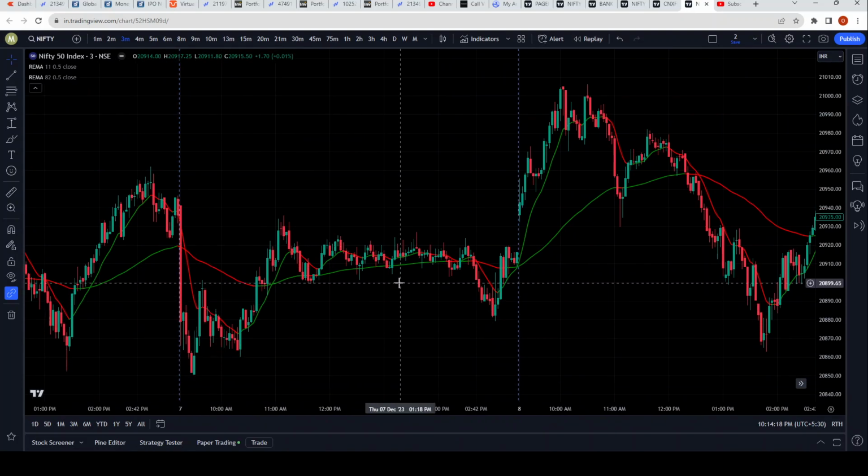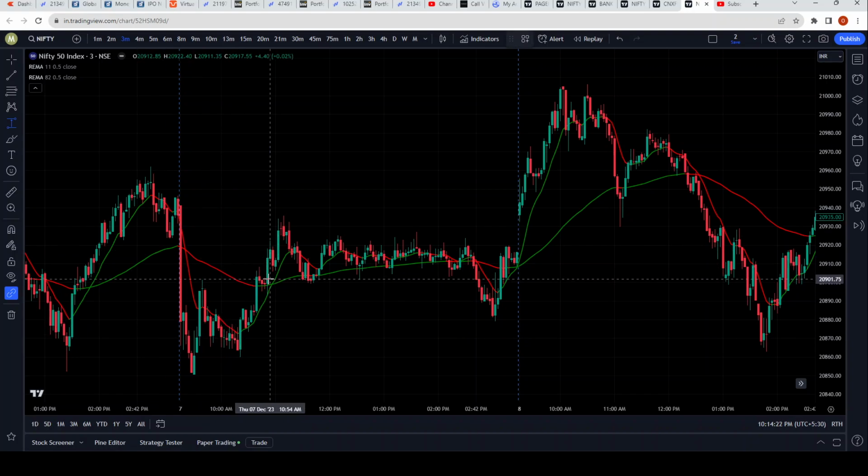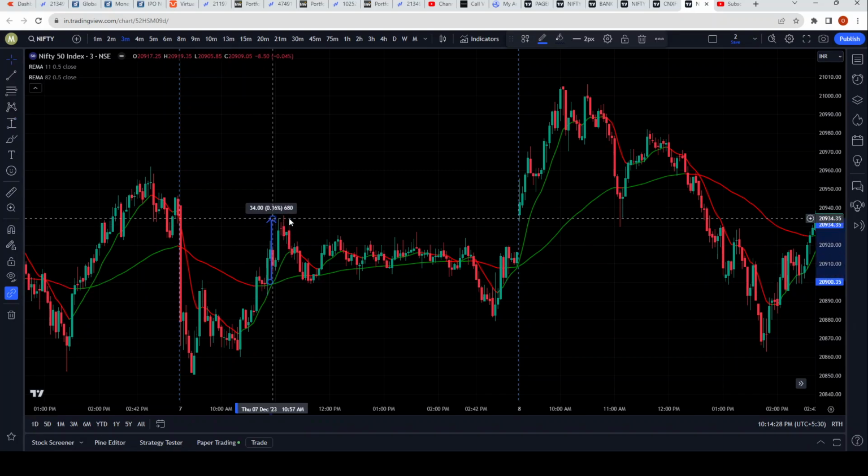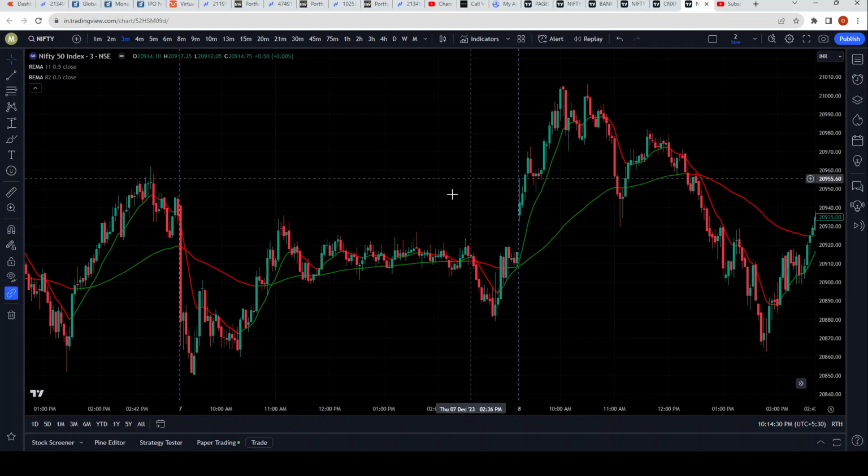On this day, there is one intersect over here. This is the 7th of December. There's one intersect over here. So we would have taken this green and green touches and it intersects. This rises to about 34 points. We would have taken 10 points and been off. There is no other intersection.